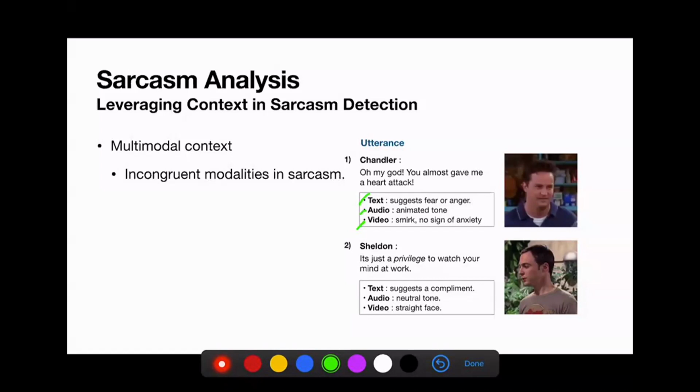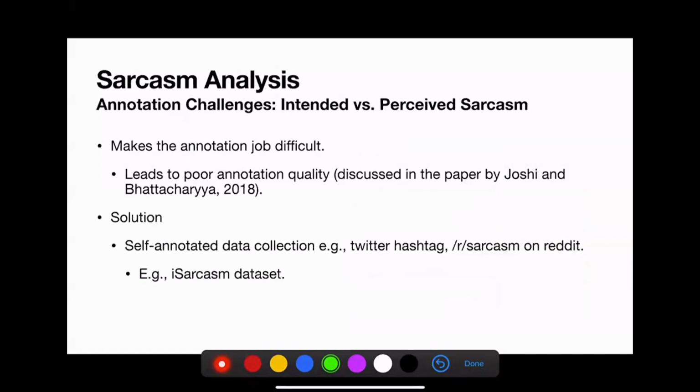Now there is another challenge in the annotation of sarcasm: intended versus perceived sarcasm. What is that? Sarcasm itself is a very difficult thing for us to understand and perceive. We often miss the sarcasm. If you read memes and Reddit, if you use Reddit too much, I find it very difficult to detect sarcasm easily.